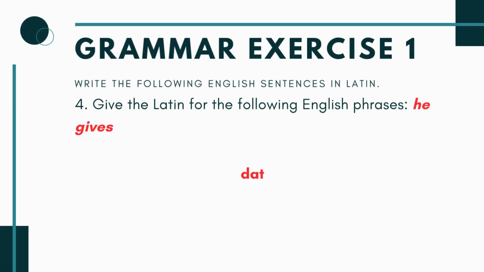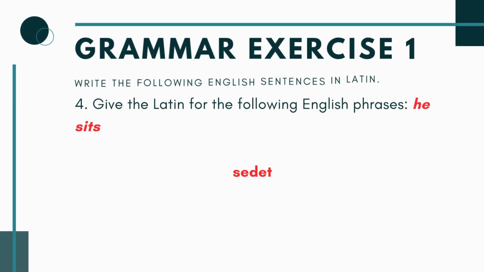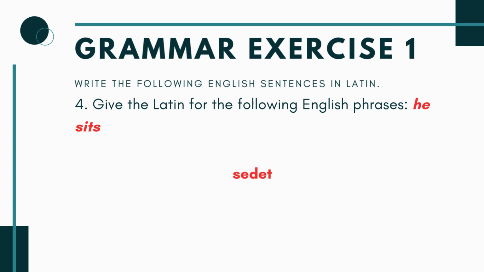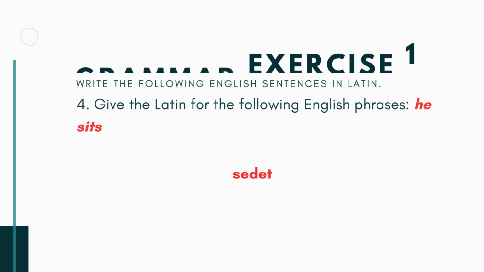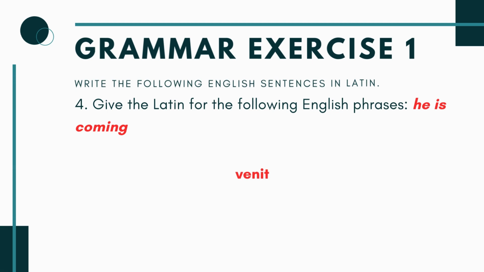Now we're getting into "he," right? He, she, it. So how do you say "he gives"? Dat. Just take the infinitive, drop the re, add a t. Next, you have "he sits." It's sedere, second conjugation verb, sedet, right? Is how you say "he sits." Next, you have "he is coming." It's venio venire, fourth conjugation verb. So the i is going to stay there. Venit, right? It just means he, she, or it is coming.